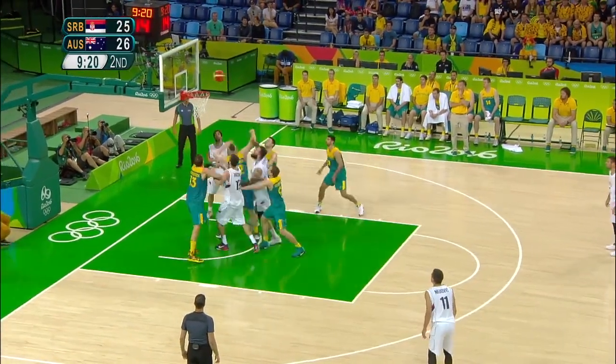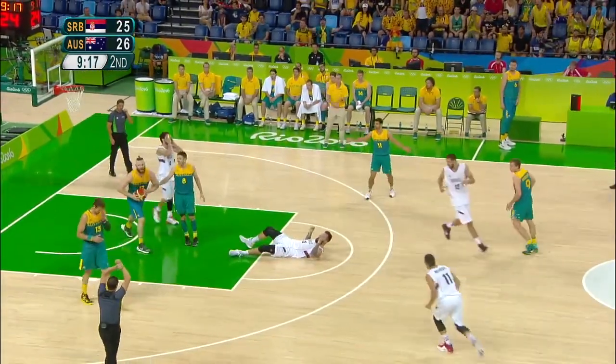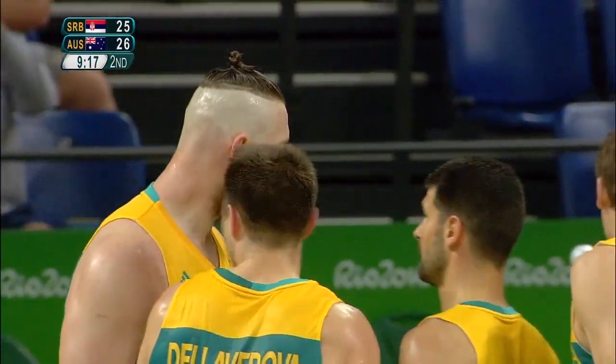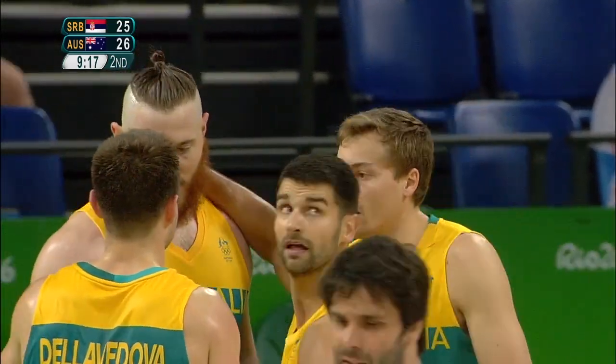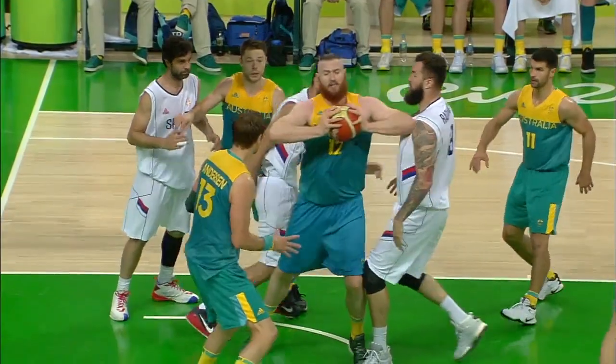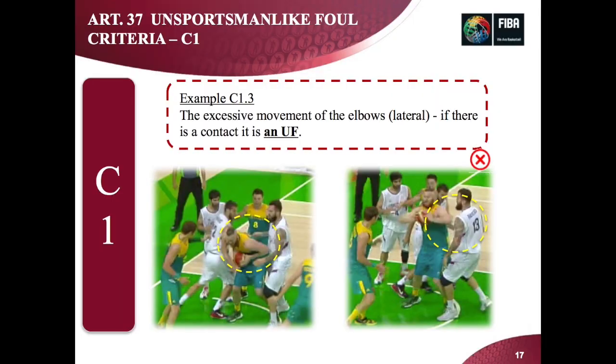The next one is an interesting clip because the offensive player here grabs the ball and there's contact with the elbow. So the C1 criteria also applies to the offensive player as well. Correct, Tim. This is regarded as not being within the spirit and intent of the rule. To throw an elbow and make contact with someone is not within the spirit and intent of the rules, and therefore that would be classified as a C1 unsportsmanlike foul.